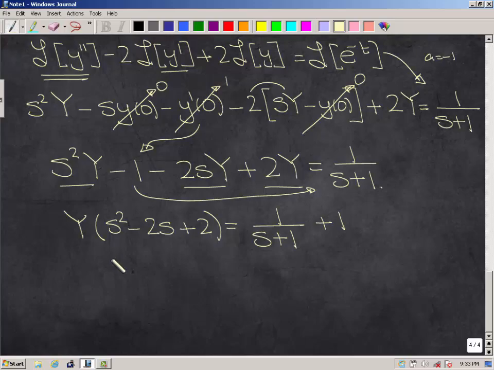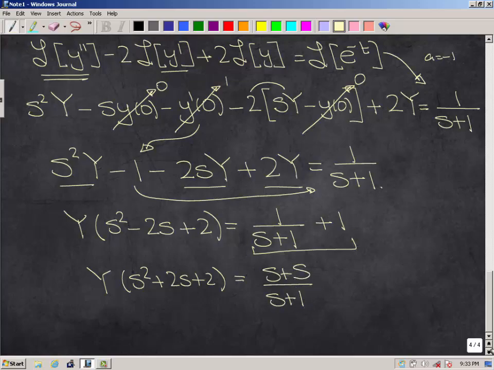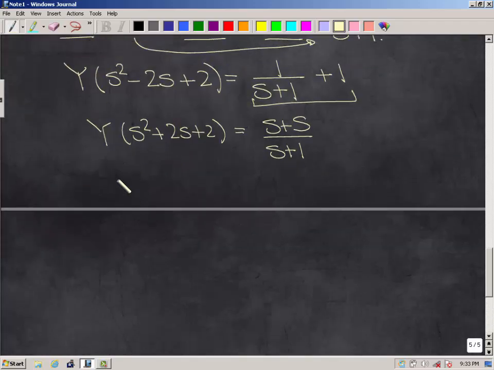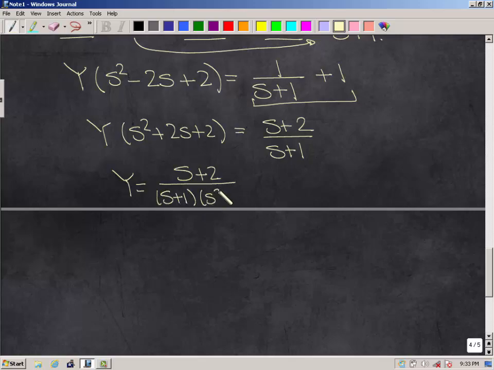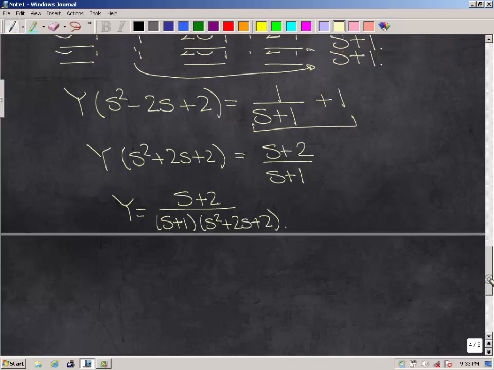Now what can we do? I can use common denominators and add these up. So we do that next, and we get big Y times s squared minus 2s plus 2 is equal to s plus 2 over s plus 1. I just did common denominators, and then I'll divide by this. So I get big Y is s plus 2, this should be a 2, sorry, divided by s plus 1 times s squared minus 2s plus 2. So now we are right here.